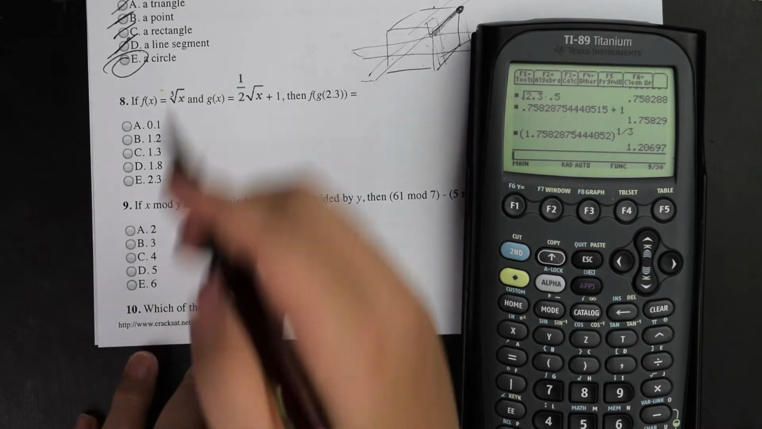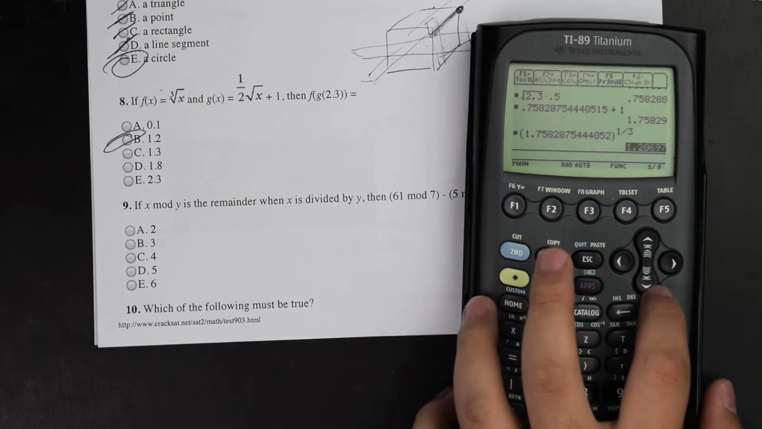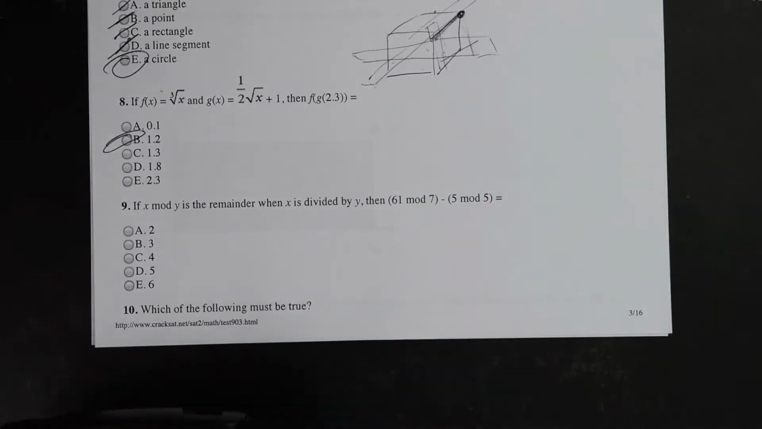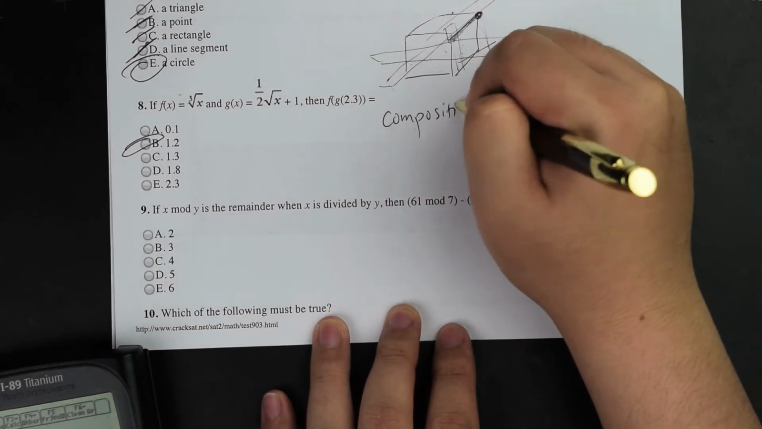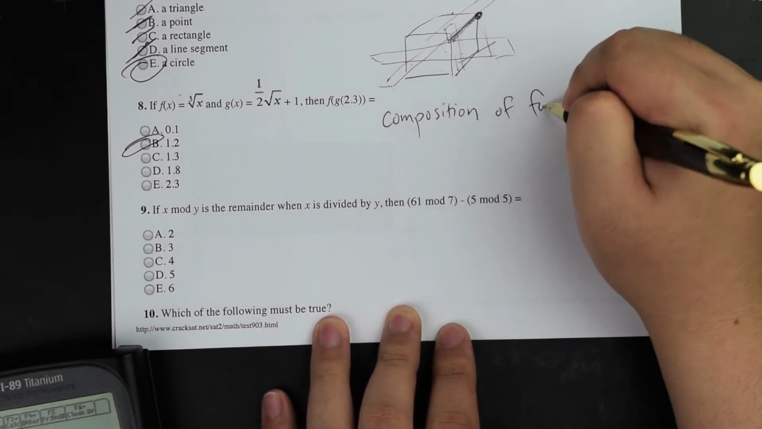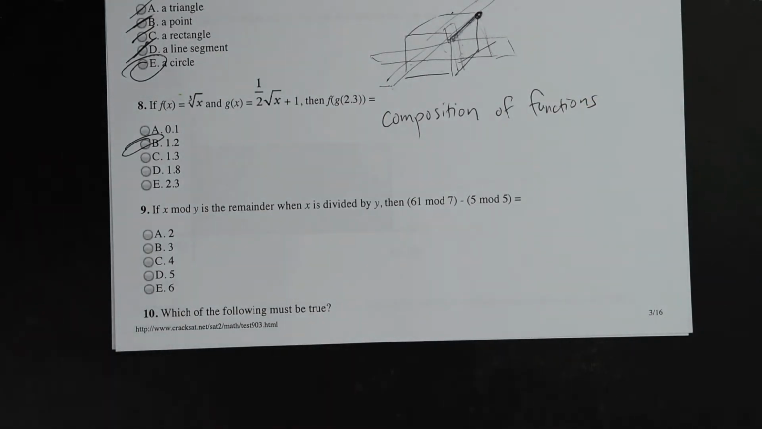Okay, for number 8, my final answer is B. And now I'm going to go ahead and explain to you how I was able to get to this answer. For number 8, this is a concept called the composition of functions. How a composition of functions basically works is the idea that I use different parts of a function, or certain times I use a function, in order to help me get to the answer.